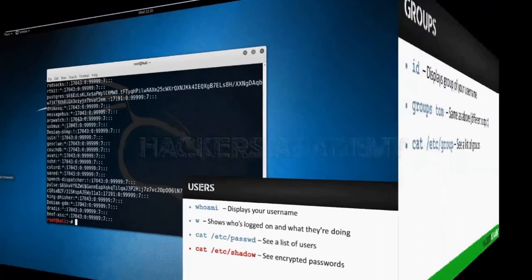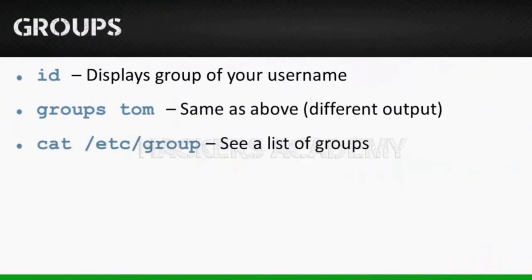To find out the group that you belong to, you type id, or you type groups and your username. So in this case, for example, if I want to find out what group Tom belongs to, I type groups Tom. It's the same as above, only slightly different output. And to see the list of groups on the machine, I look into the /etc/group file.